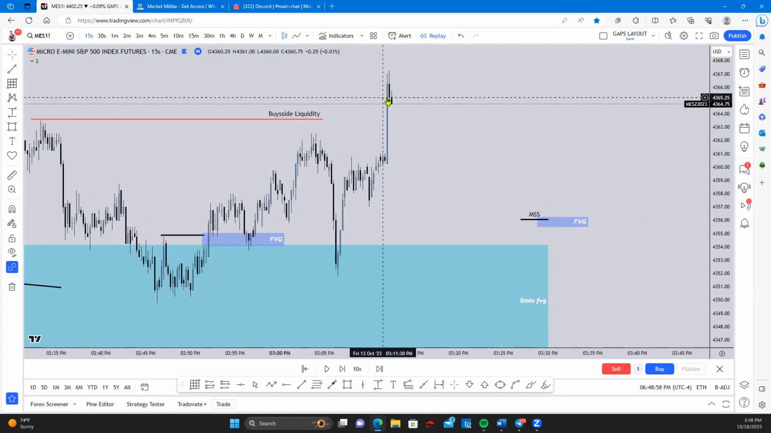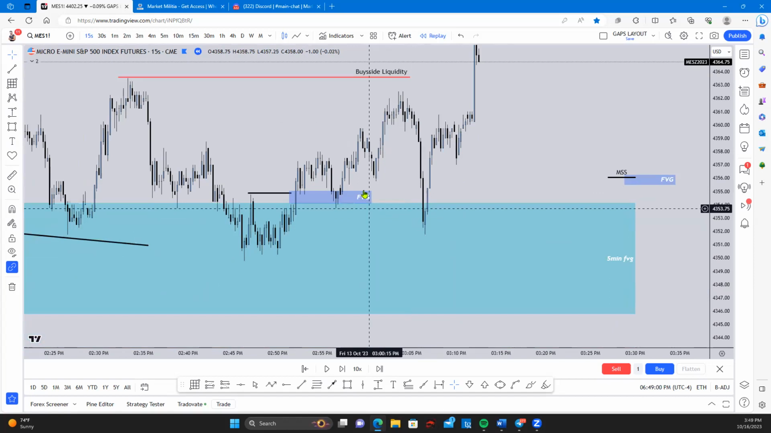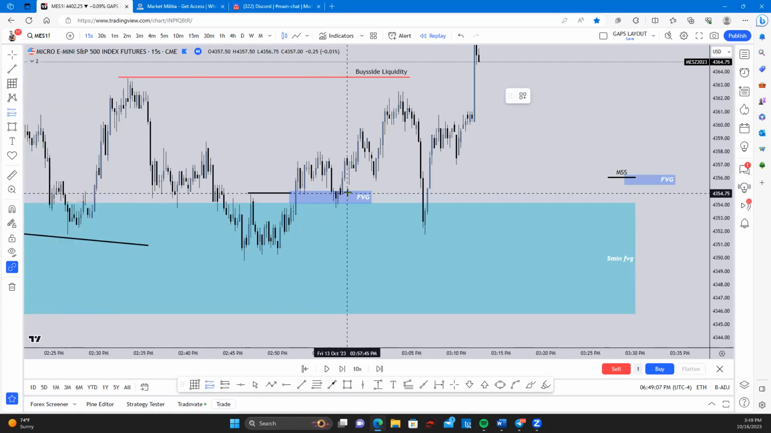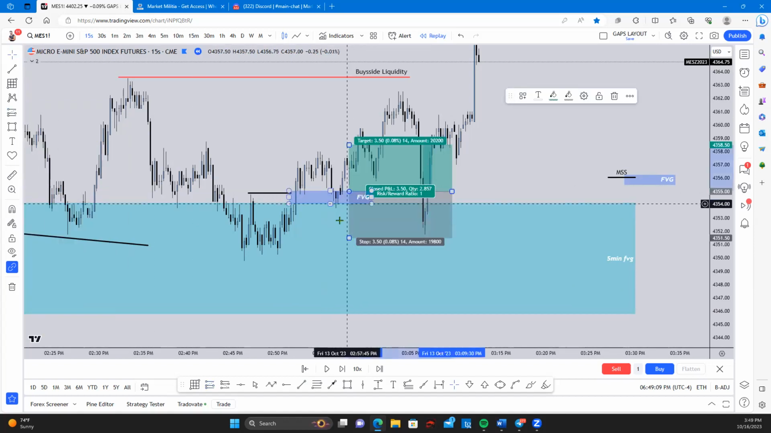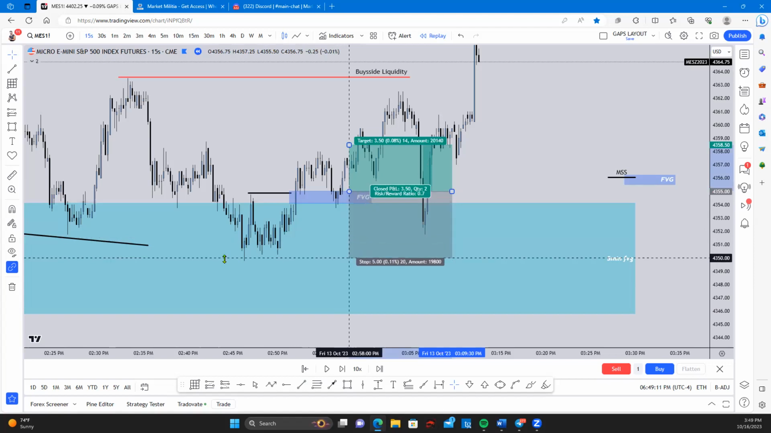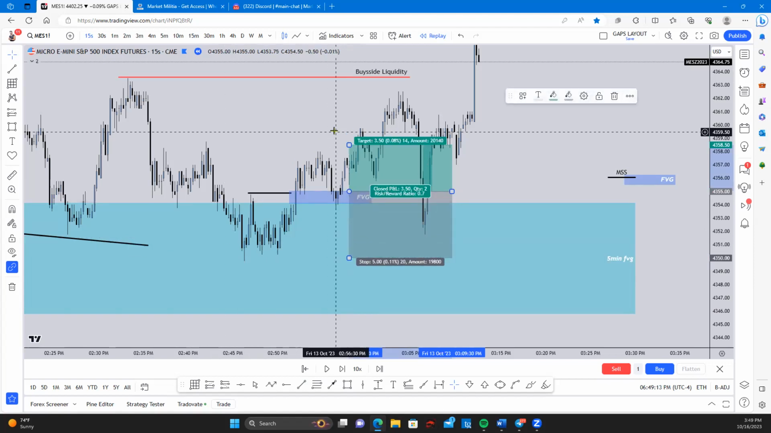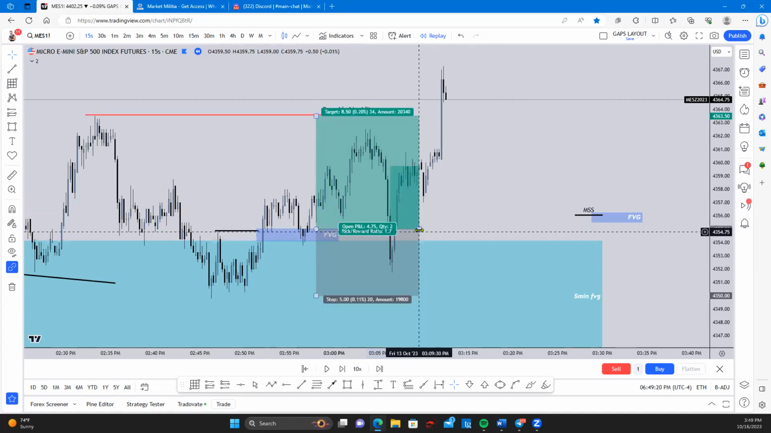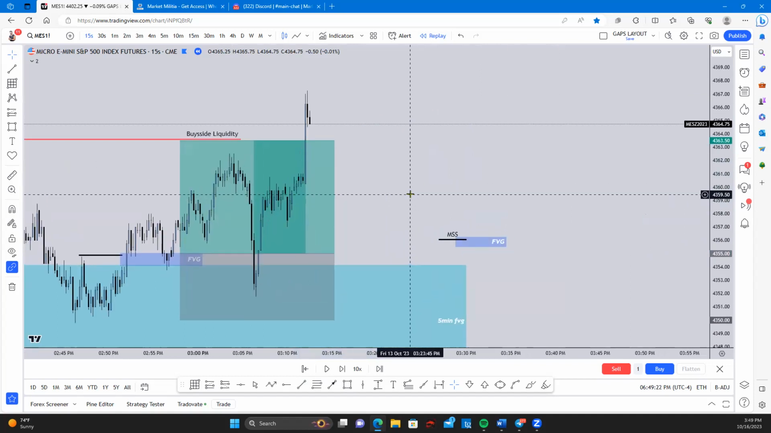And you see there, boom, right into the end of the day. You're still safe in here if you're with your stop below, here at 5 points. Almost a 1 to 2 there. And you're done.